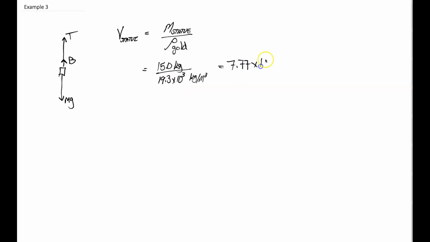So the volume of the statue is going to be the mass of the statue divided by the density of the statue, which is in this case gold. So we get 15 kilograms divided by 19.3 times 10 to the third kilograms per meters cubed, which is a value we would read from a table. And this would give us about 7.77 times 10 to the minus 4 cubic meter.